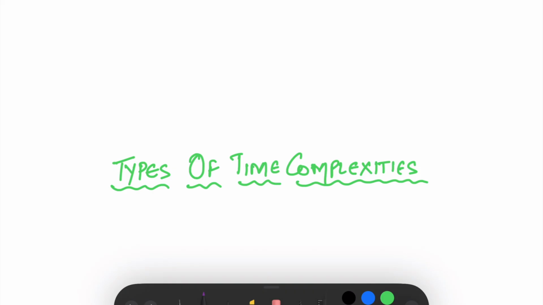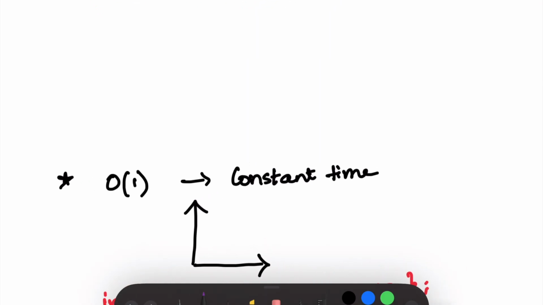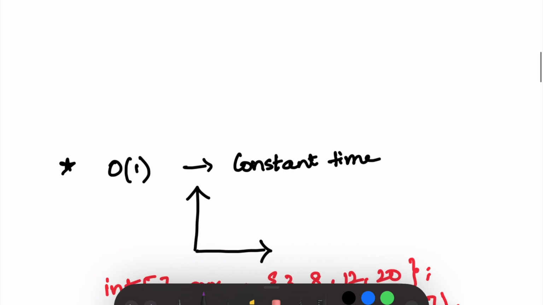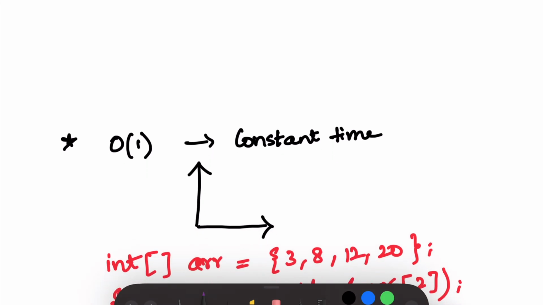Let's get started. The first one we have is Big O of 1, which is nothing but constant time. This is the fastest complexity we have. Big O of 1 means the time taken does not change with the input size. Whether the input is 10,000 or 1 million, it takes the same amount of time. In graphical representation, we can just say it is a horizontal line, as it is independent of input size.